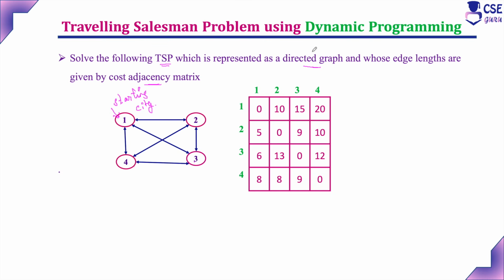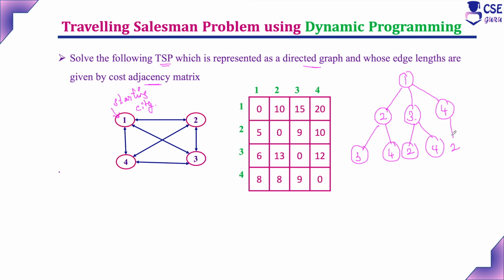Step by step we will consider. First, we start with the starting city. Next choice may be either the second vertex, the third vertex, or the fourth vertex. After visiting the first city, the next city may be 2, 3 or 4. After visiting the second city, the remaining cities are 3 or 4. After visiting the third city, the next choice is either 2 or 4. Similarly, after visiting the fourth city, you can visit 2 or 3.